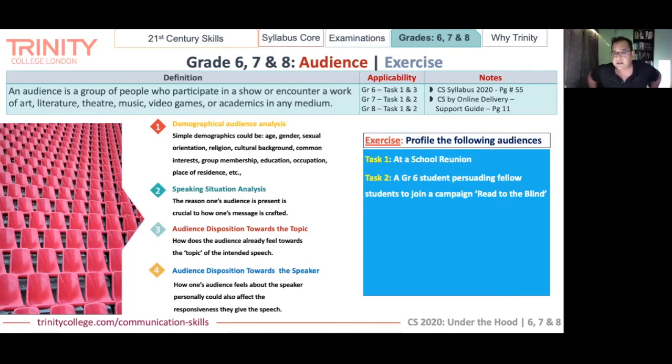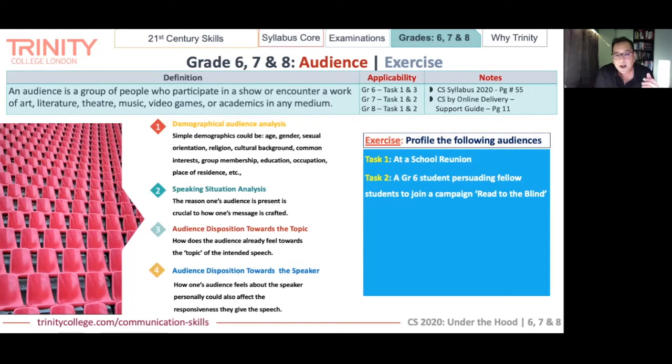Now imagine in task 2 that I'm giving you, okay, a grade 6 student persuading fellow students to join a campaign to read to the blind. Tell me a little bit about this audience. How old would they be? Okay, so grade 6 is normally 12, 13 youngsters, someone says, that's right. Okay, now if you are talking to, let's say, all the students in the class, do you think they're very happy with that topic? A simple yes or no.